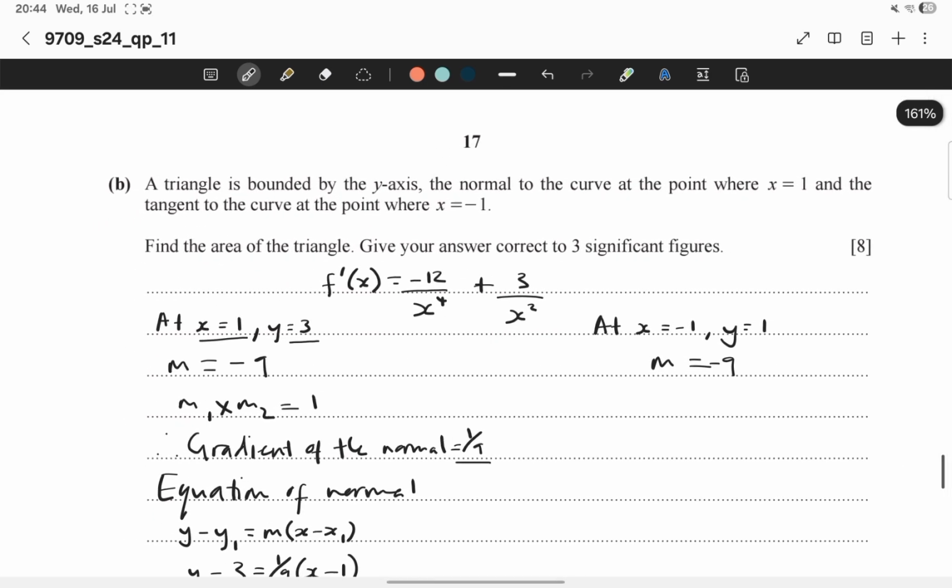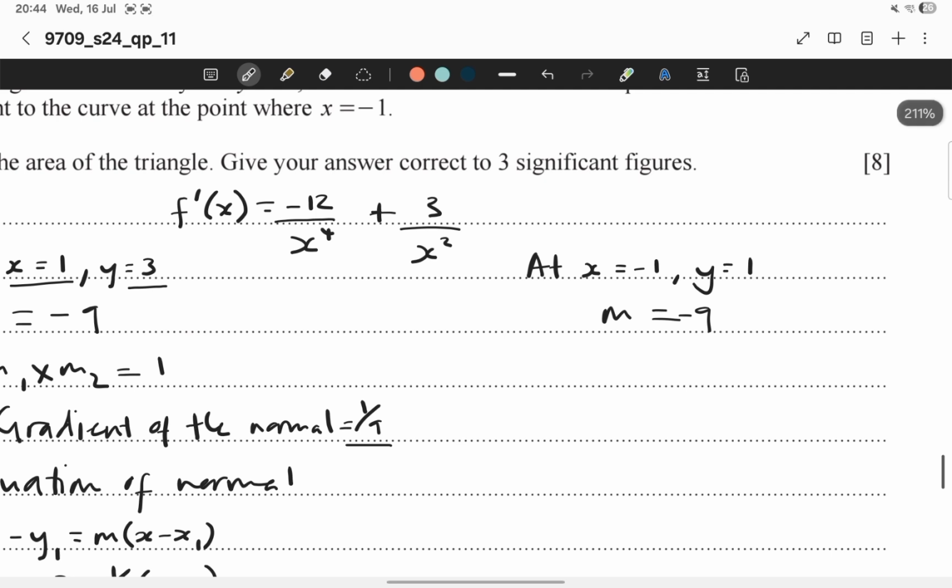And this goes down to tell us that the tangent at the point where x is minus 1 and the normal meet at 90 degrees, since the gradient of the normal is 1 over 9 and the gradient of the tangent is minus 9, and you can see that the product is minus 1. So that tells us that the normal to the curve at the point where x is 1 and the tangent to the curve at the point where x is minus 1 meet at 90 degrees. I think we're going to need that information.